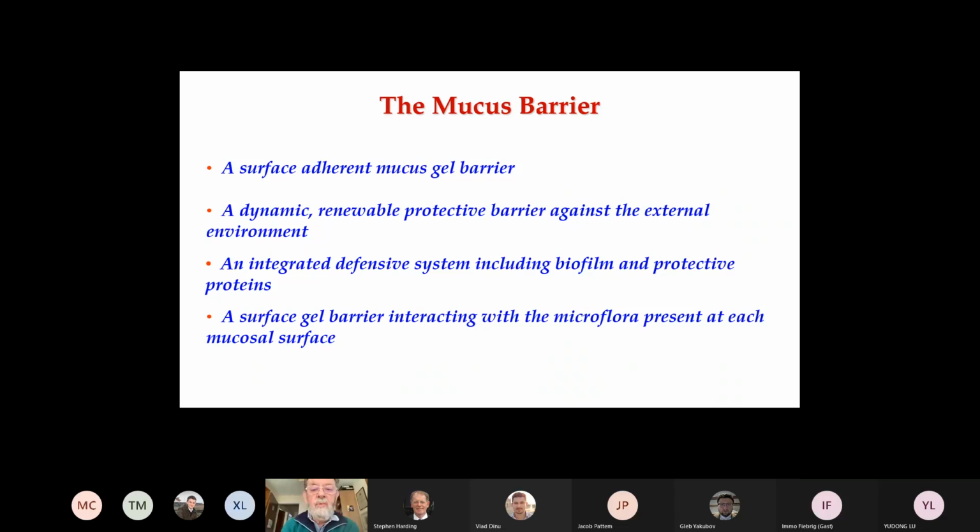So what we're going to talk about is the mucus barrier. This is essentially a surface and adherent mucus gel. It's a dynamic, renewable protective barrier which protects against the external environment. It's also an integrated defense system, which includes a biofilm and protective proteins as well. I'm not going to talk about the protective proteins. So it's a surface gel barrier which interacts with the microflora that is present at each individual mucosal surface.